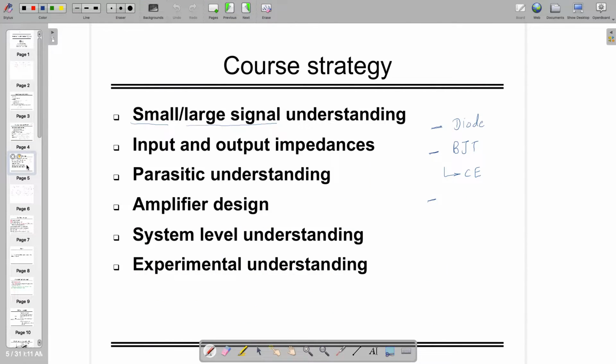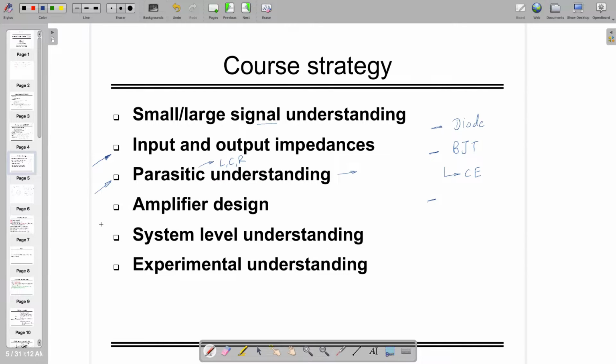Anyway, to analyze that, we are going to use small and large signal analysis, and we are going to find out the input and output impedance. I believe every one of you knows the Norton and Thevenin theorem. So we are going to use that to find the input and output impedances. Then understanding of parasitics. Generally parasitics are inductors, capacitors and resistances also. But when we add inductor and capacitor, it changes the order of the system. So that will give you the frequency response. Through the parasitic understanding, you are going to write down the transfer function of the circuit.